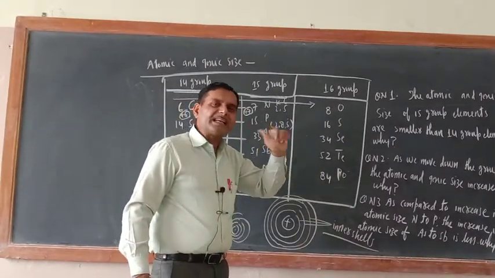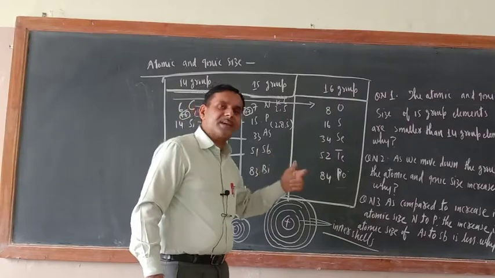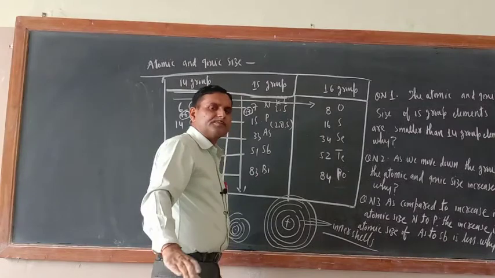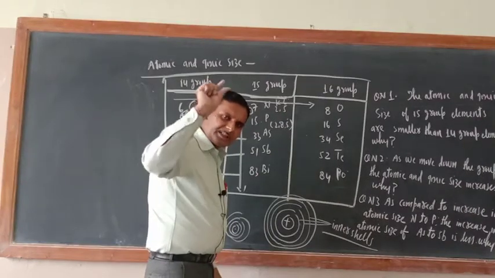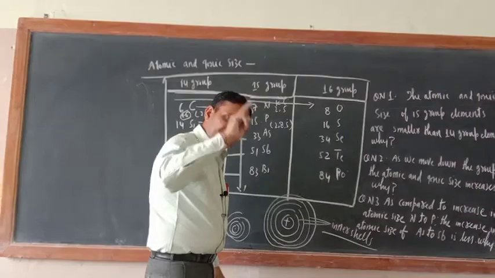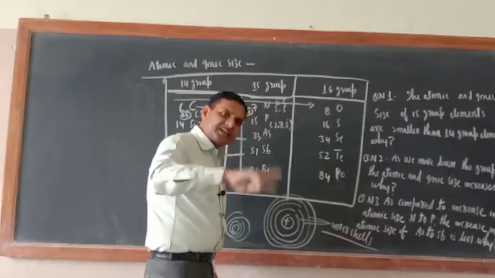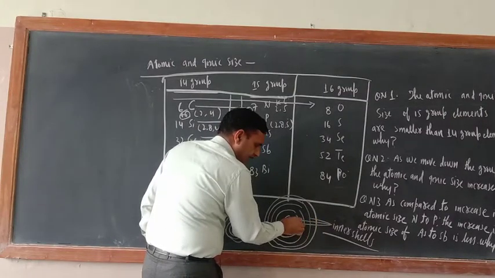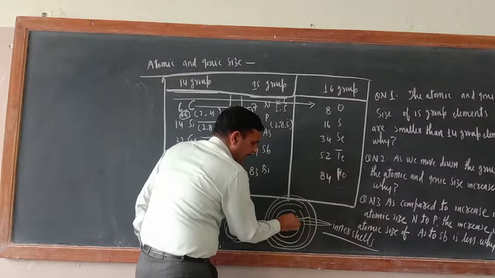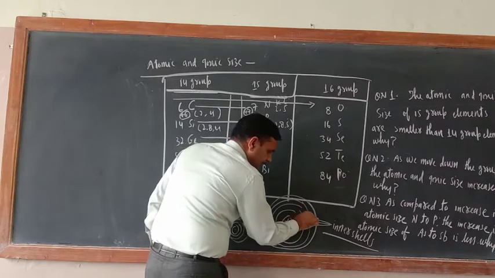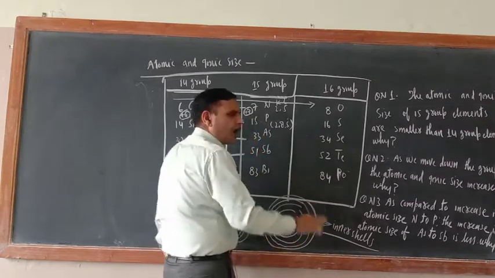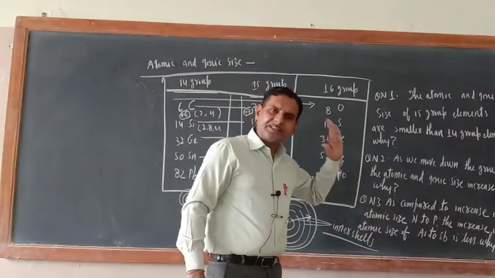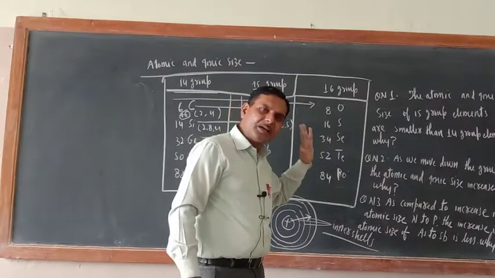These inner shells, there is one word, screening effect. They will screen, meaning check, control. So as we move top to bottom, the number of shells increases and the nuclear charge also increases. But the increase in the nuclear charge is checked by the inner shells. These inner shells will control the nuclear charge. They will check it here only. So the nuclear charge will not reach the outermost shell.